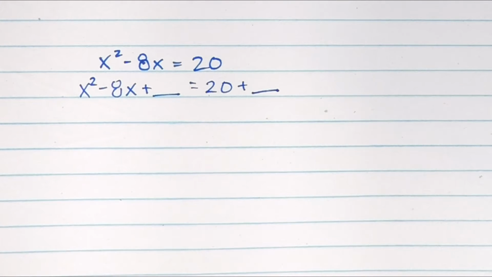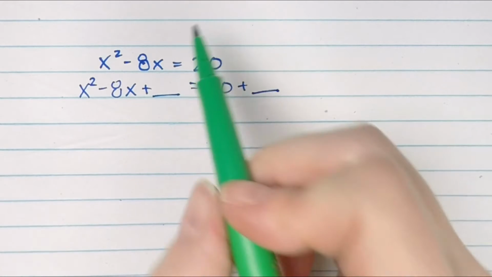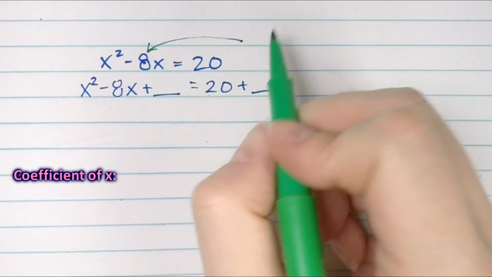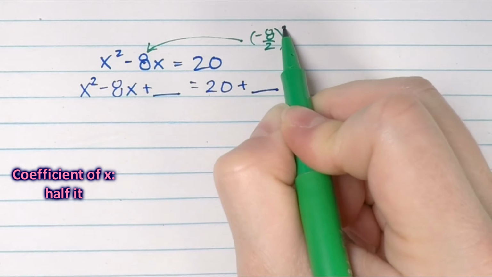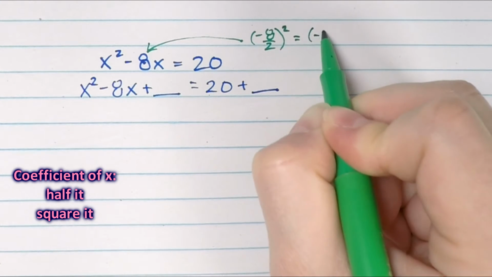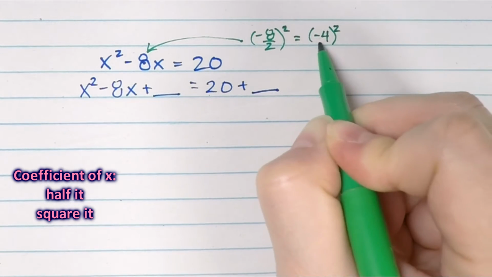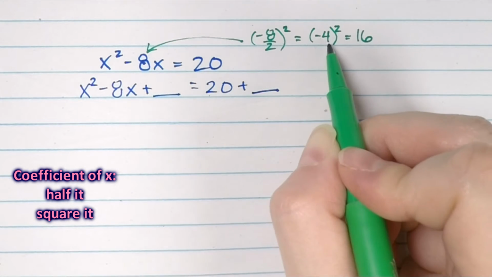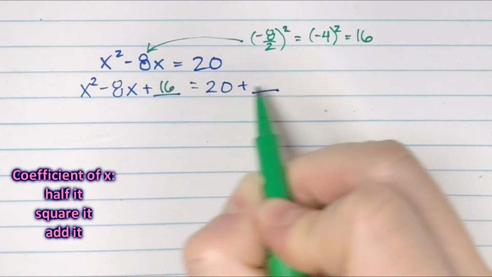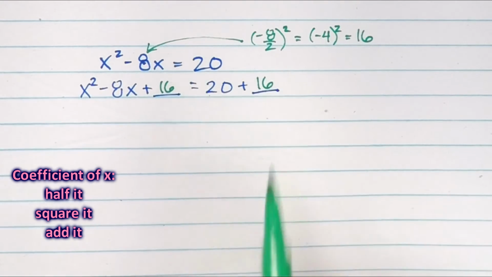Now to figure out what's going to go inside each of these blank spaces, I'm going to take this coefficient of x, this -8, and I'm going to half it, so I'm dividing it by 2, and then I'm going to square it. So half of -8 would give me -4, and then if I square it, that's going to give me +16. So half it, square it, and then that's what we're going to add. So 16 is going to go inside each of these blank spaces.